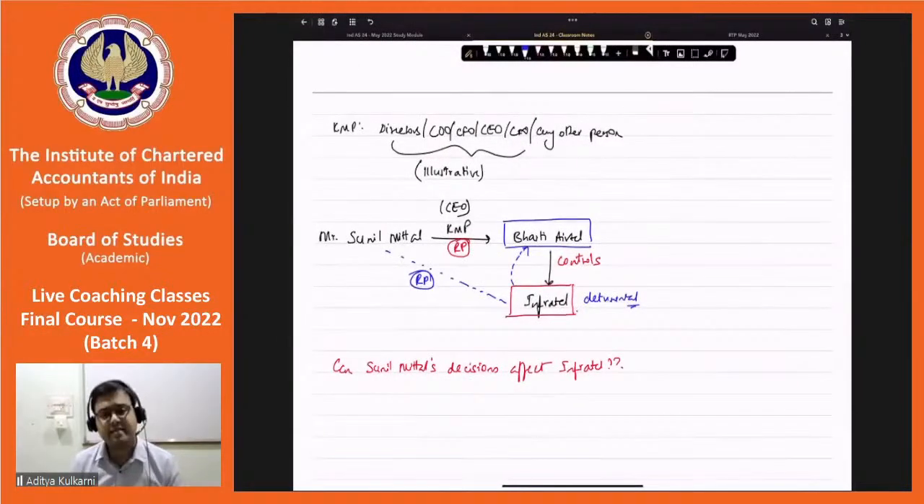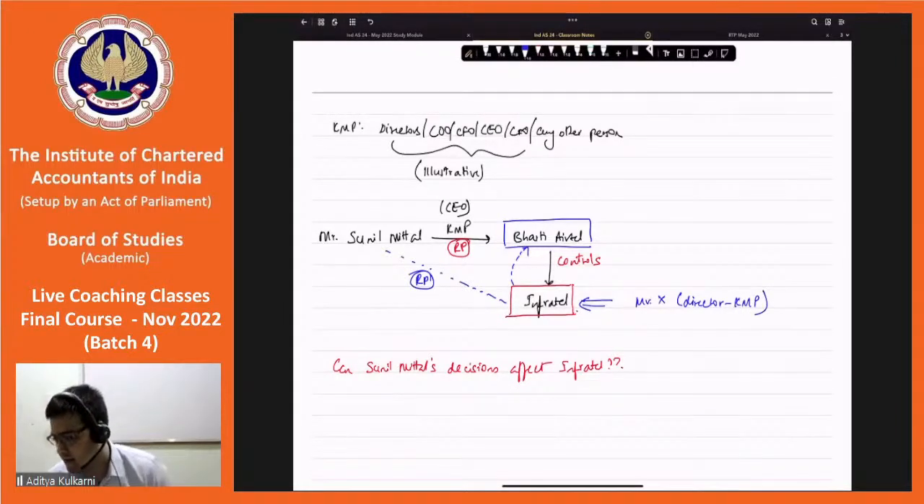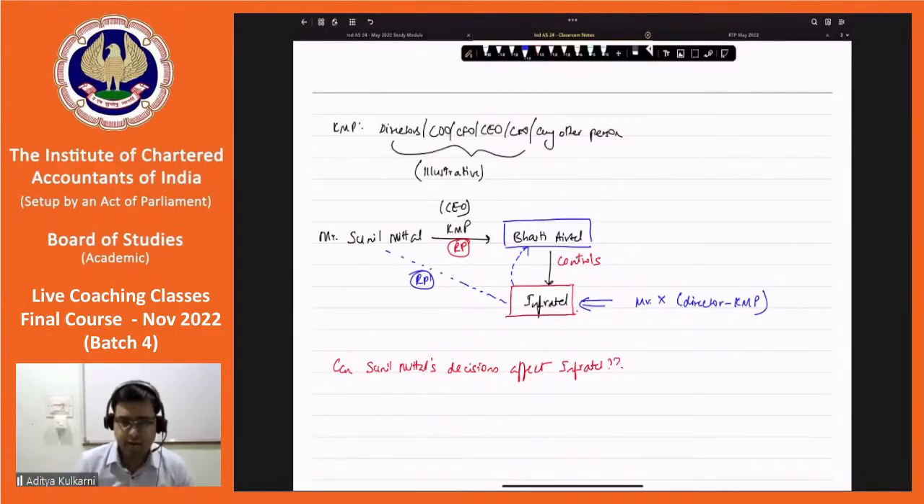I will take this example further. Suppose Infratel has Mr. X as a director. Director means he is a key managerial personnel. He is a key managerial personnel for Infratel. Now zara soch ke batao, just think and answer. Is there a relationship between Bharti Airtel and Mr. X? Just think and answer. This is control.